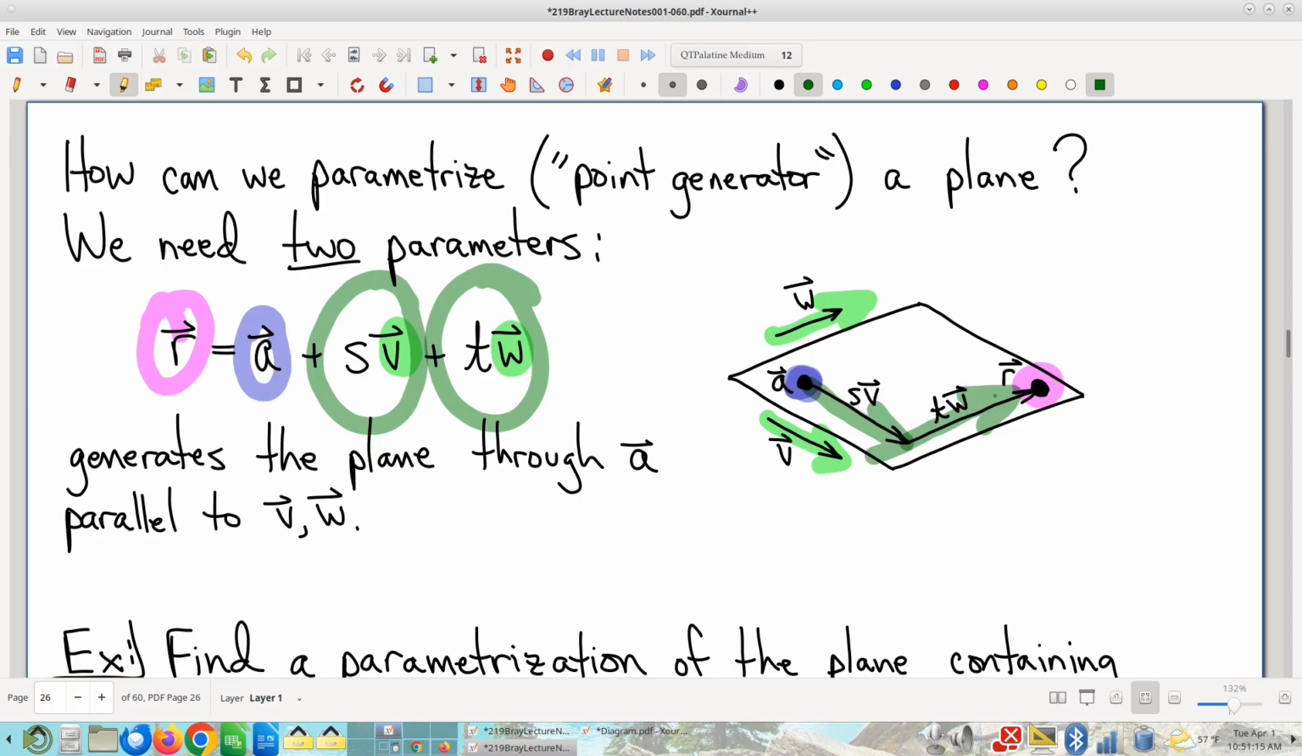and when you add dark blue plus dark green, as indicated there, pick your scalar multiples appropriately. That can get you anywhere you want to get in the plane. Right? You can get to any purple point in the plane from that base point, dark blue, by going some multiple of V plus some multiple of W. And now I'm just going to point out that those multiples, S and T, are your parameters.